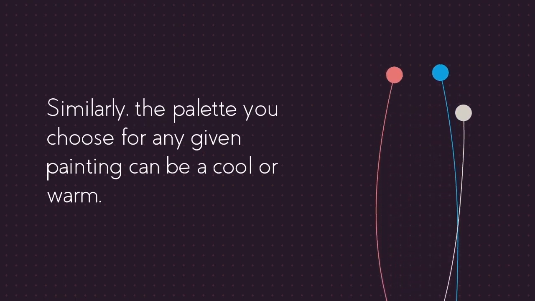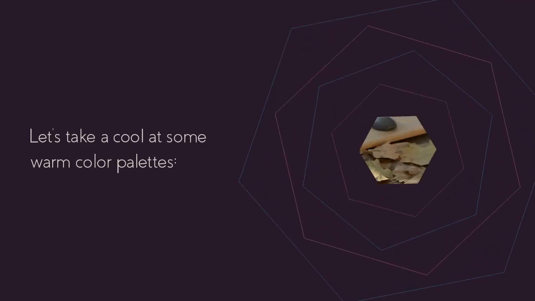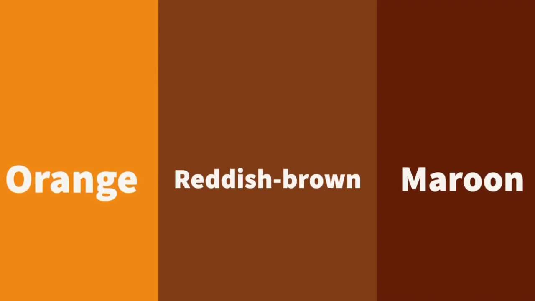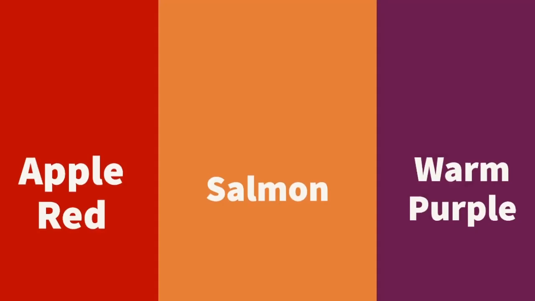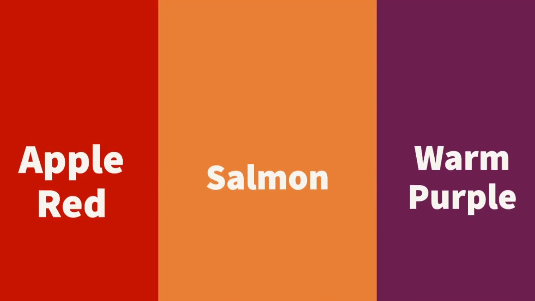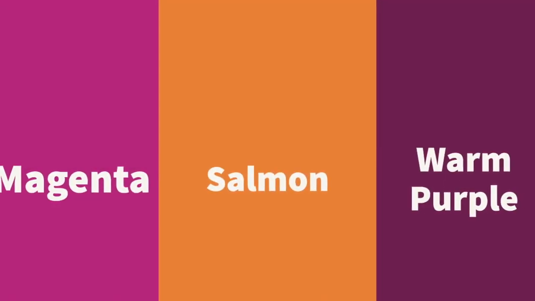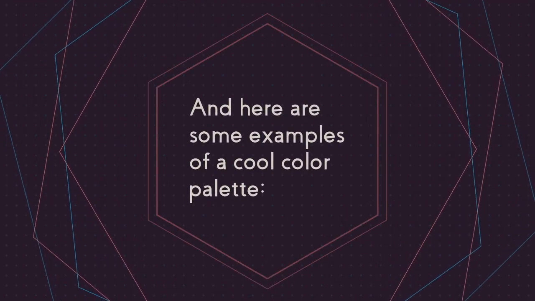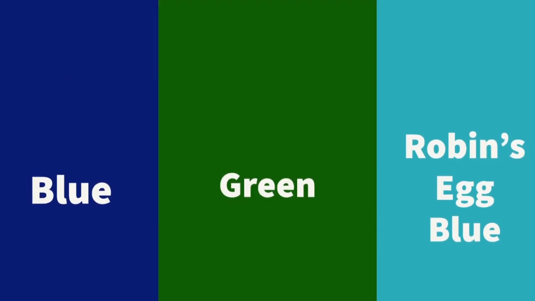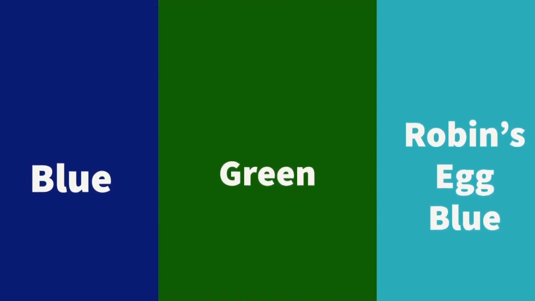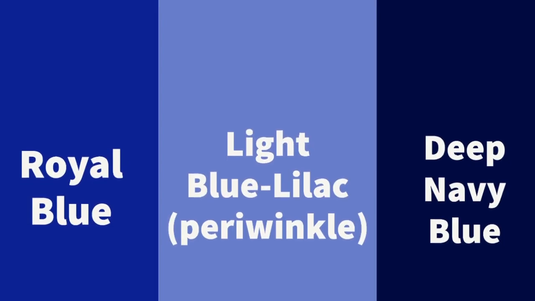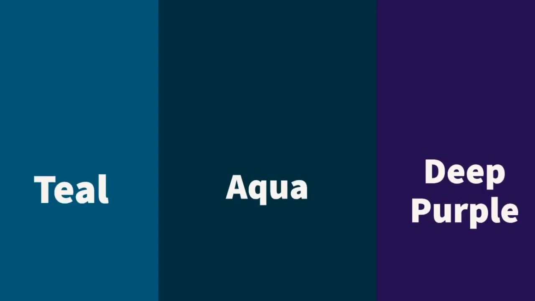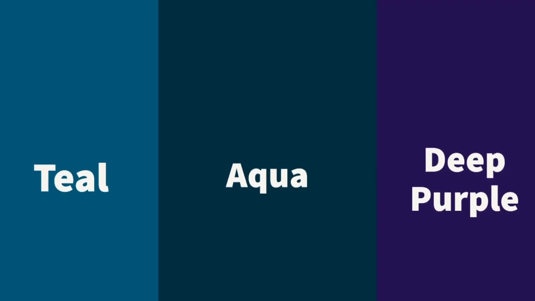Similarly, the palette you choose for any painting can be cool or warm. Let's take a look at some warm color palettes. Orange, reddish brown, and maroon, apple red, salmon, and purple, magenta, and salmon. Here are some examples of a cool color palette: blue, green, and robin's egg blue, royal blue, blue lilac, deep navy, teal, aqua, and dark purple.